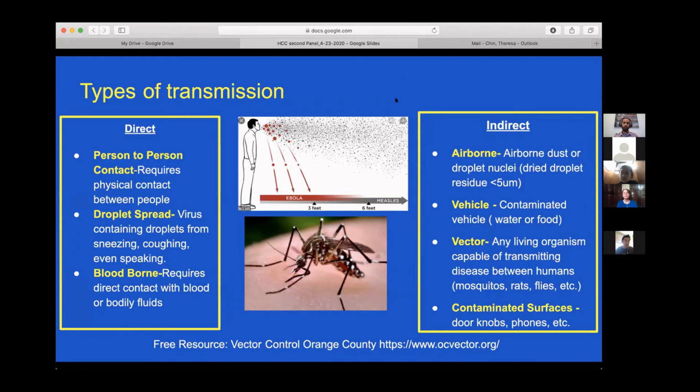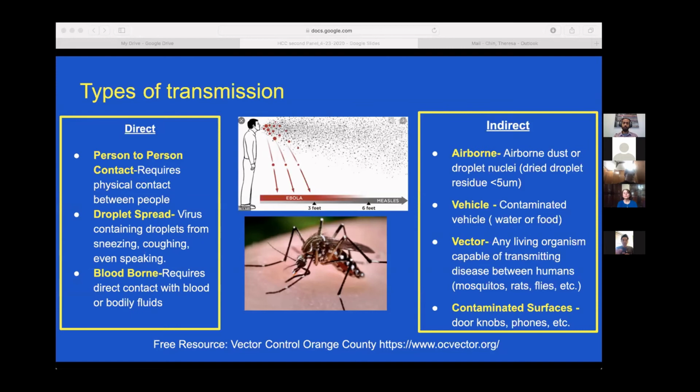Indirect transmission is classified as airborne, which is similar to droplet spread but much smaller. It's kicked-up dust, or droplets that have dried into particles smaller than 5 micrometers. Those tend to linger in the air much, much longer, so you can get infected that way. There's vehicle transmission, where a vehicle, such as water or food, gets contaminated and people drink the water and end up getting sick.